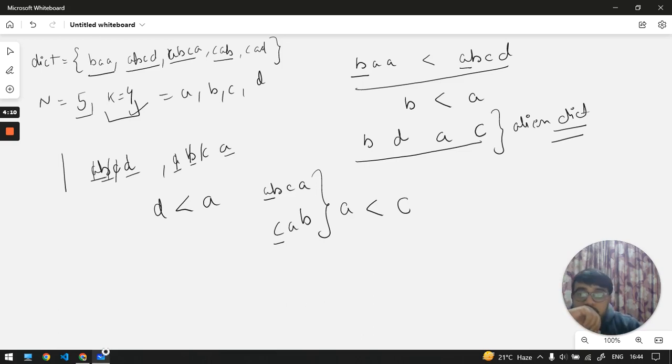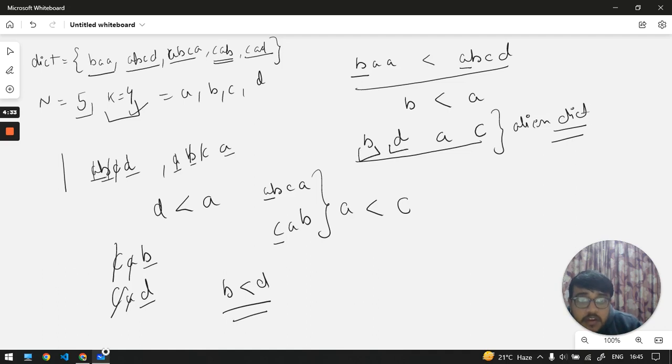Now we can also check from the last as well by taking CAB and CAD. C gets cancelled, A gets cancelled. Now B is coming before D according to the last two words, and it is true that B is coming before D. So we just have to analyze this question. Now we can make an analogy by seeing that this is coming before this.